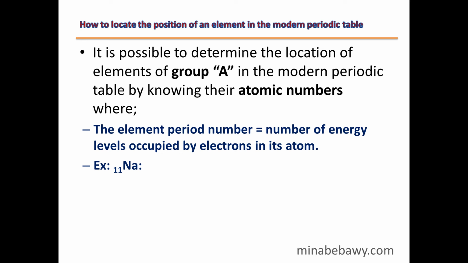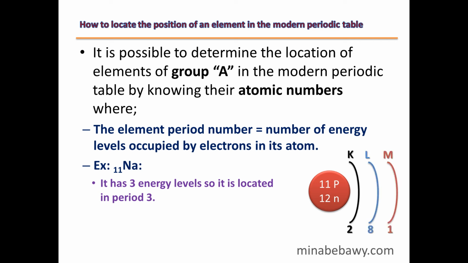For example, if we have sodium and we know that its atomic number is 11, it has 3 energy levels because its electrons are distributed in 3 energy levels, 2, 8, 1. So sodium is located in period 3.